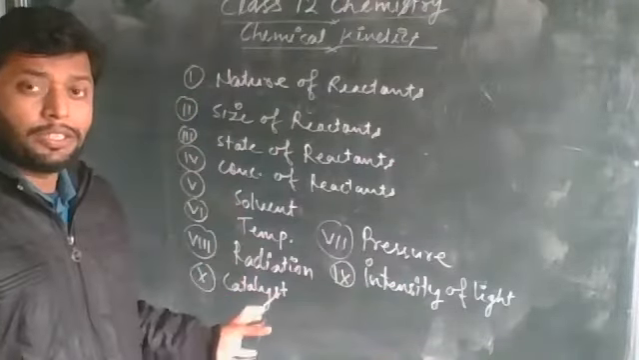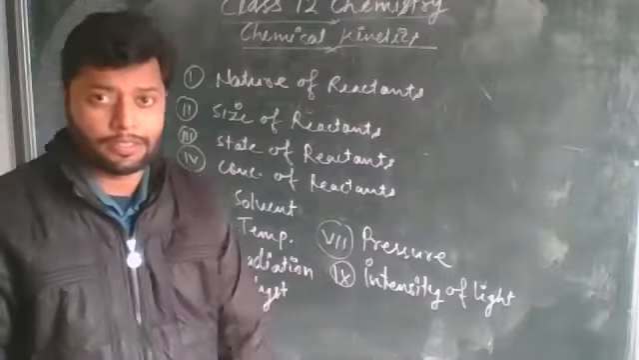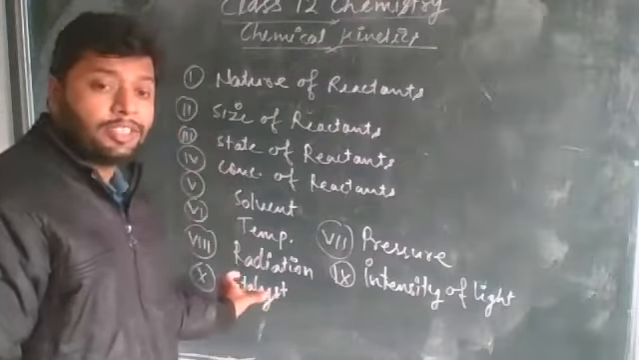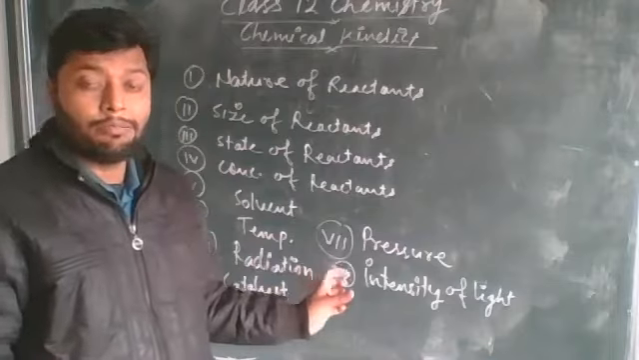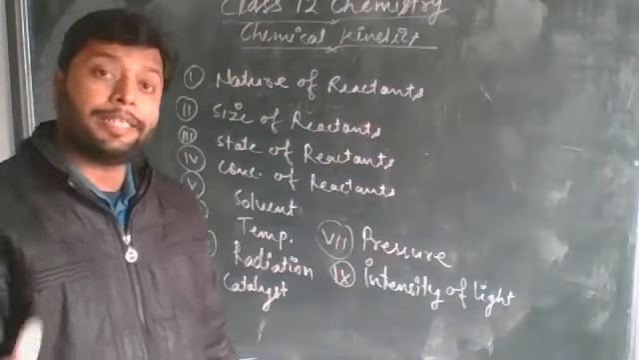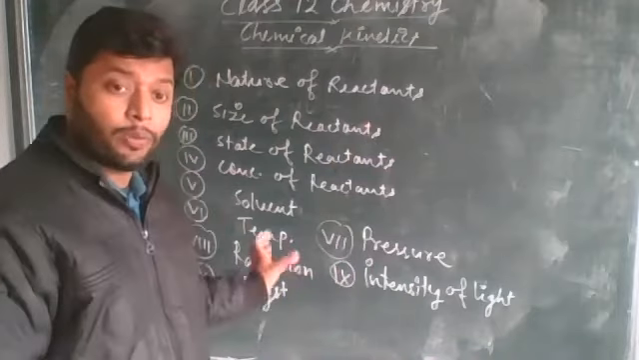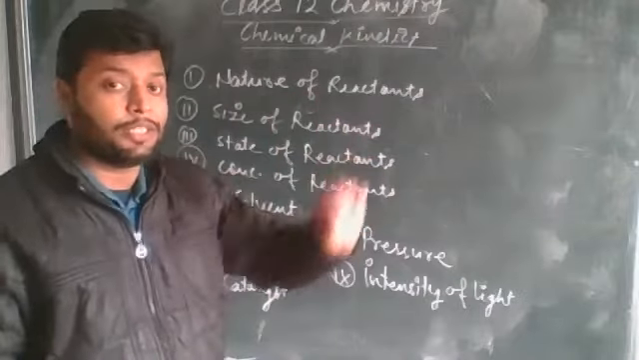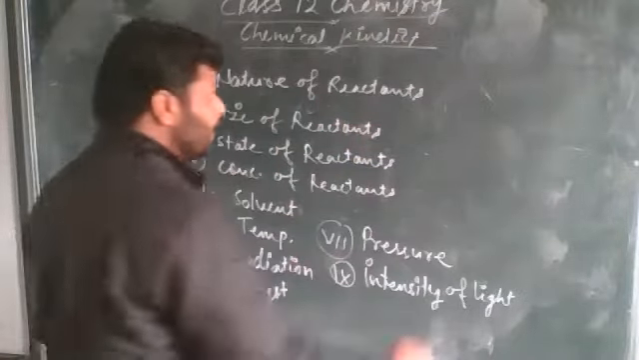And in the last, the major factor is catalyst. Students, a catalyst affects the rate of reaction, meaning it increases the rate of reaction in the case of a positive catalyst, or decreases the rate of reaction in the case of a negative catalyst, because of the lowering of activation energy. Look at the graph given here.